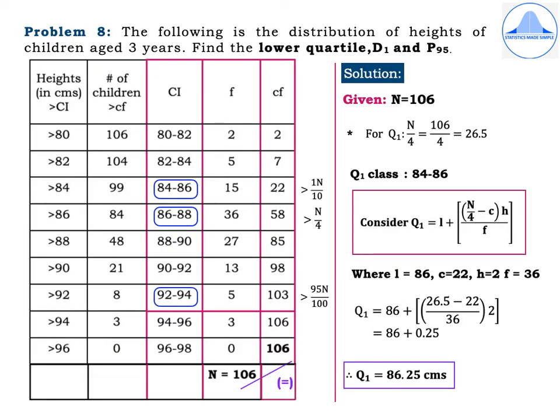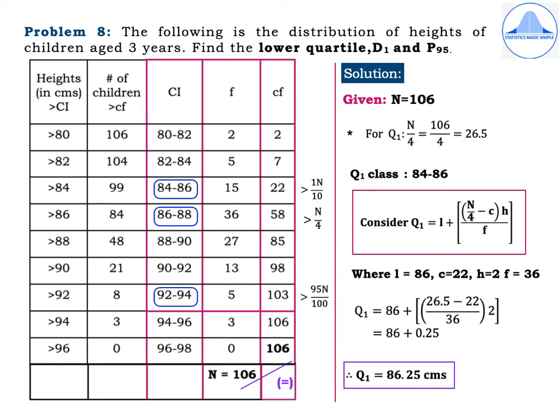Problem 8. The following is the distribution of heights of children aged 3 years. Find the lower quartile Q1, D1 and P95. Heights in centimeters are greater than 80, greater than 82, greater than 84, greater than 86, which continues up to greater than 96. The number of children are 106, 104, 99, 84, 48, 21, 8, 3 and 0.